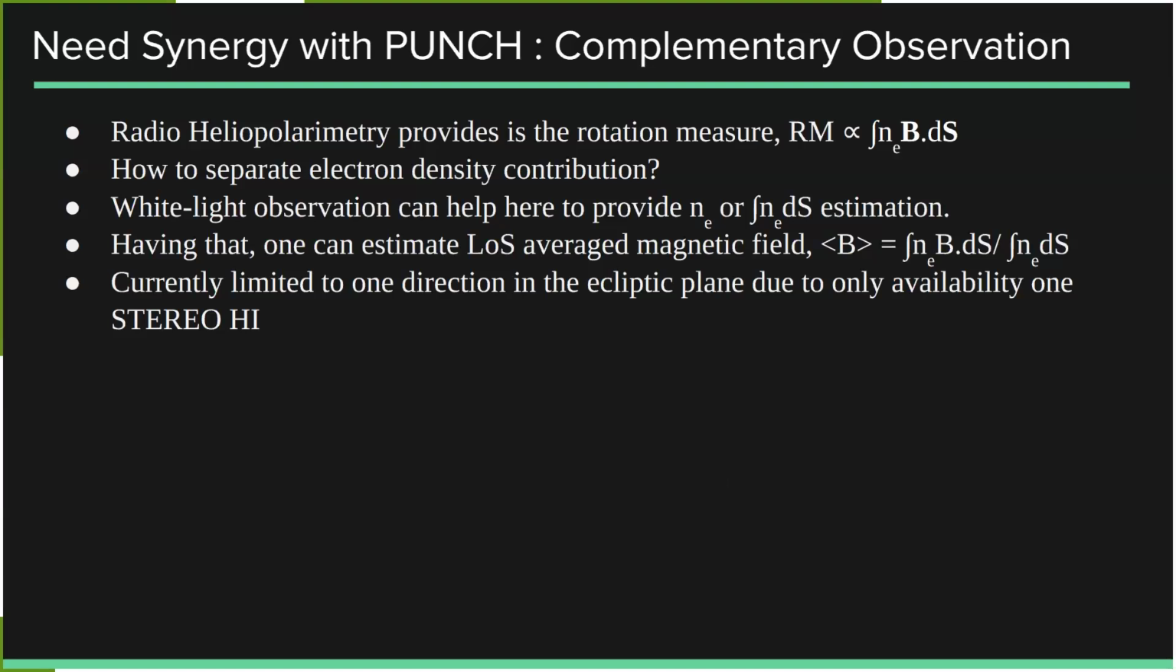So why do we need the white light observations? Because as you can see, what we are measuring is the rotation measure, that is the integration of the electron density and magnetic field. And somehow we need to separate the electron density contribution. White light observations can help here by providing the electron density or the electron column density estimations. And having that, we can get an average line of sight magnetic field by dividing the rotation measure by the line of sight column density.